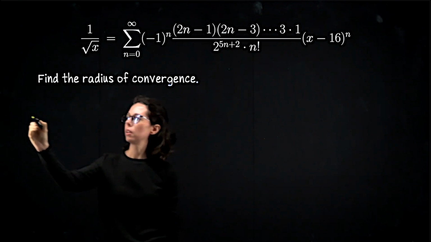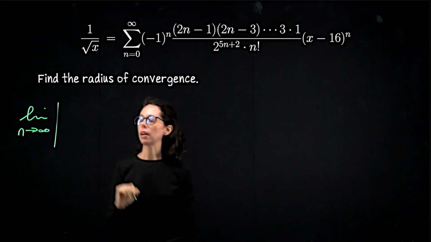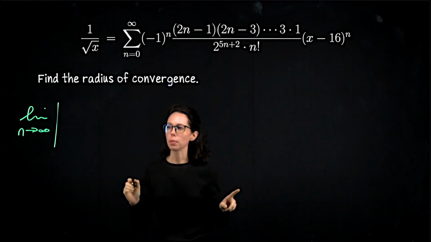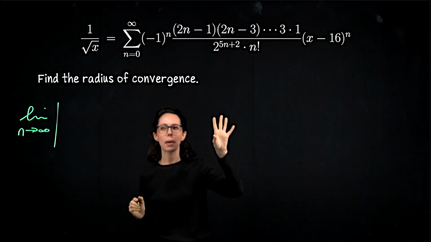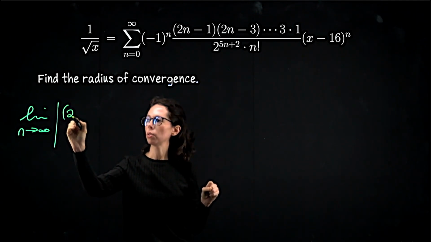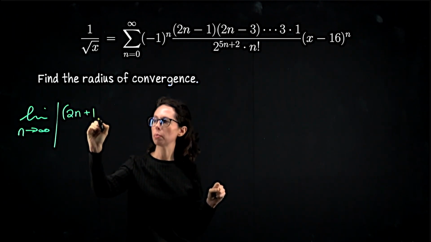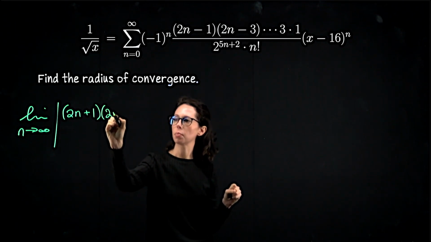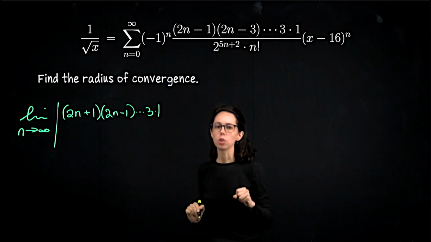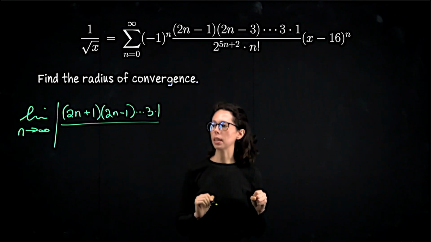So we can say, what is the limit as n goes to infinity of the n plus 1th term divided by the nth term? So the n plus 1th term, I'm going to omit the negative 1 to the n because that's not going to matter. If I do 2 times n plus 1 minus 1, I get 2n plus 2 minus 1, so 2n plus 1, and then it would be the next odd number all the way down. Okay, so that's the numerator for the n plus 1th term divided by the denominator.